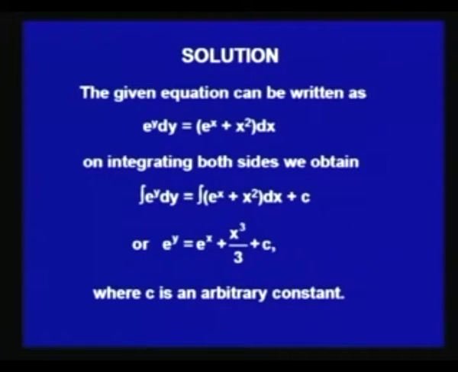When you multiply the given differential equation by e to the power y and then by dx, we arrive at this equation, and we can note that on the left side we have a function of y only, while on the right side we have a function of x only. Therefore, when we integrate both sides, we have integral e to the power y dy equal to integral of (e to the power x plus x square) dx plus c, or we will have e to the power y equal to e to the power x plus x cube over 3 plus c, where c is an arbitrary constant.